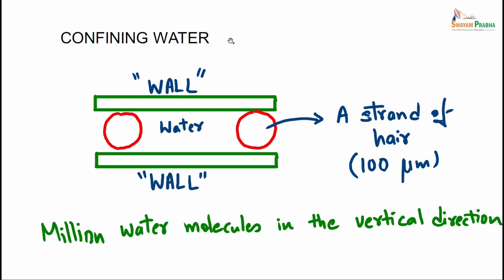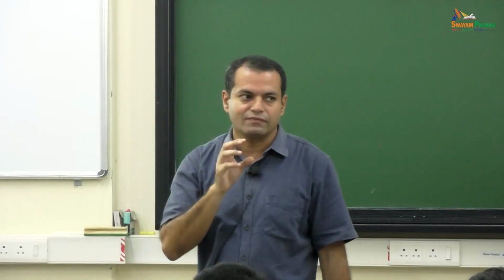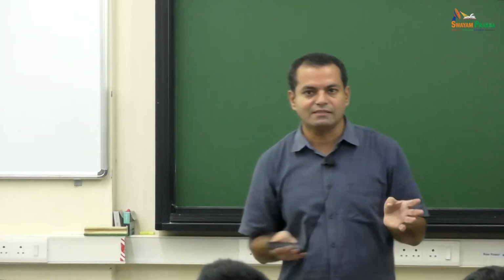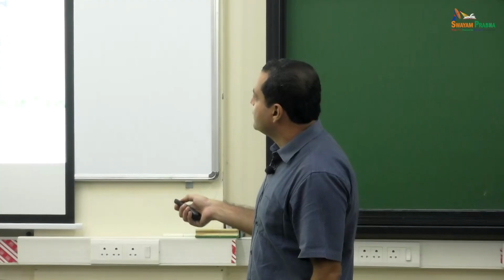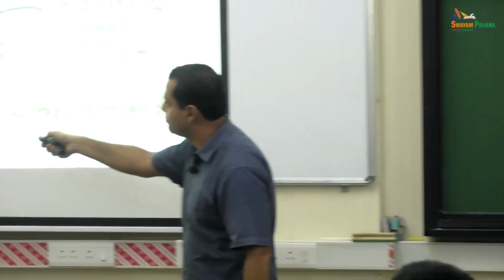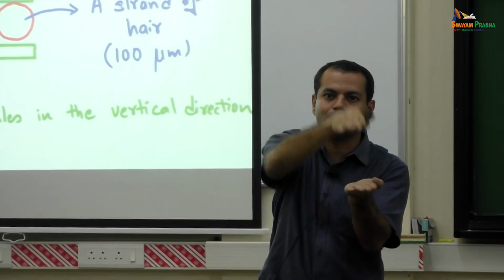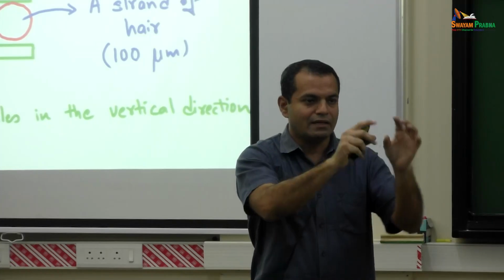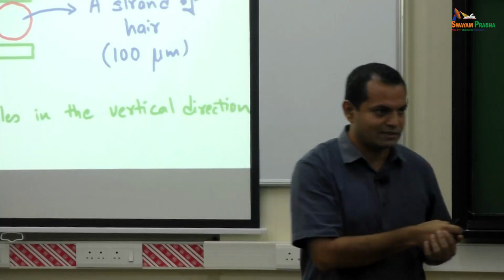Confining water means trying to put water in a cavity or place where the space is very restricted. Up till now, whatever I discussed was about bulk water, the water in your water bottle. So for instance, I could take a strand of hair, which is 100 micrometers. If you don't have a feel for it, think of a strand of hair put between some solid object at the bottom and another solid object at the top, brought close together. It forms a small space, right? You will agree that space is very small, very hard to create.